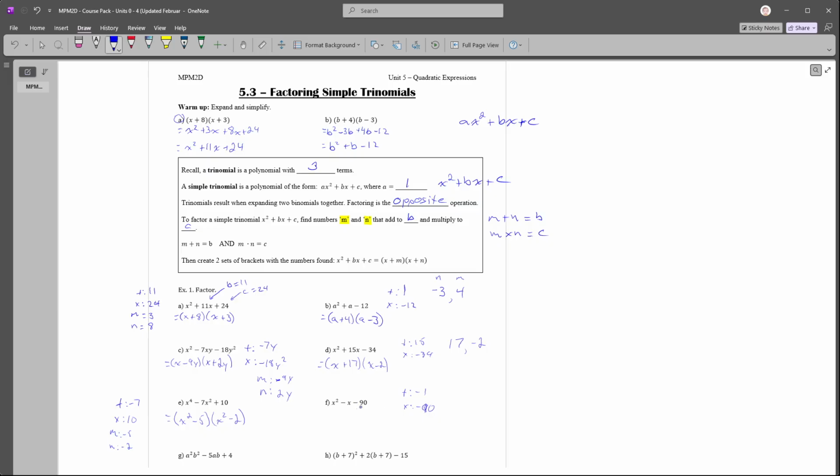Since that's a negative sign, that tells me that I'm going to have one positive and one negative. Since the sum is negative, I know the bigger of my two numbers is going to be the negative, and the smaller is going to be the positive. So what are the obvious ones here? We got to get up to 90, and we need something with a difference of approximately 1. So the obvious answer is 10 and 9. Since the result is negative for the sum, my bigger number is going to be the negative number. So write it out: x minus 10 and x plus 9.